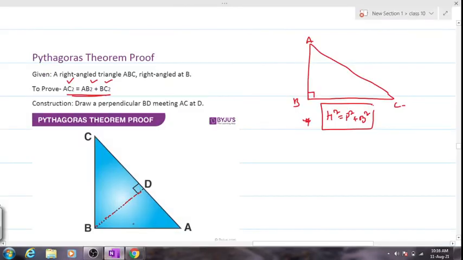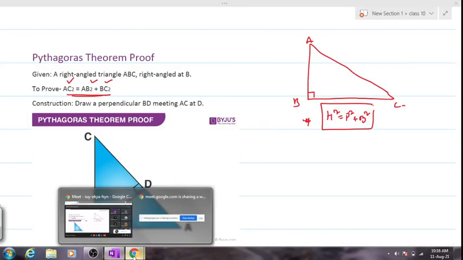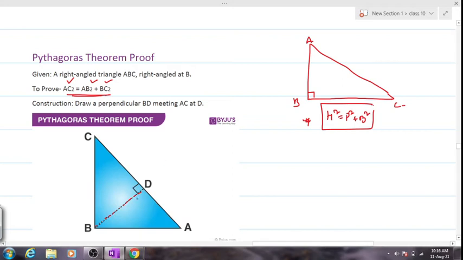Altitude needs to be dropped from point B to point D. Clear? So first of all, what you have to do out here is consider this triangle and this entire triangle. Clear? Triangle ABD and ABC triangle needs to be considered. Clear? So how can you prove these two triangles are similar to each other?